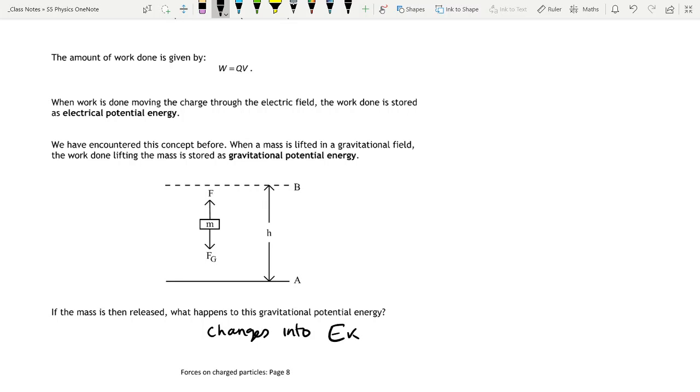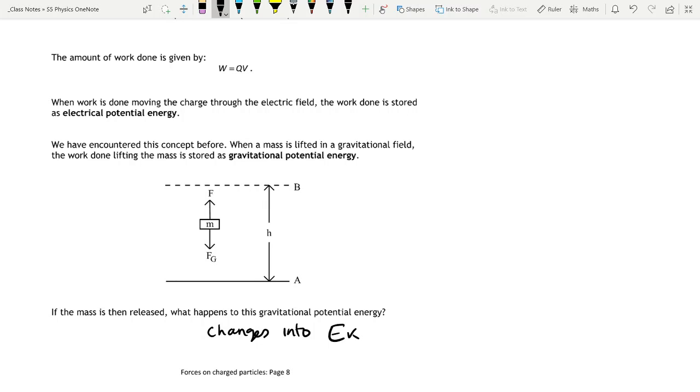So what happens, do you think, when I let go of the charge? Changes into kinetic energy. Yeah. So the work done moving a charge across is equal to the kinetic energy gained. Okay. So we'll talk more about that kinetic energy stuff later.